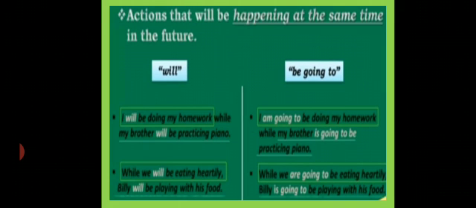Next is the actions that will be happening at the same time in the future. Like I will be doing my homework while my brother will be practicing piano. दो action simultaneously हो रहे हैं. Okay. I am going to be doing my homework while my brother is going to be practicing piano.